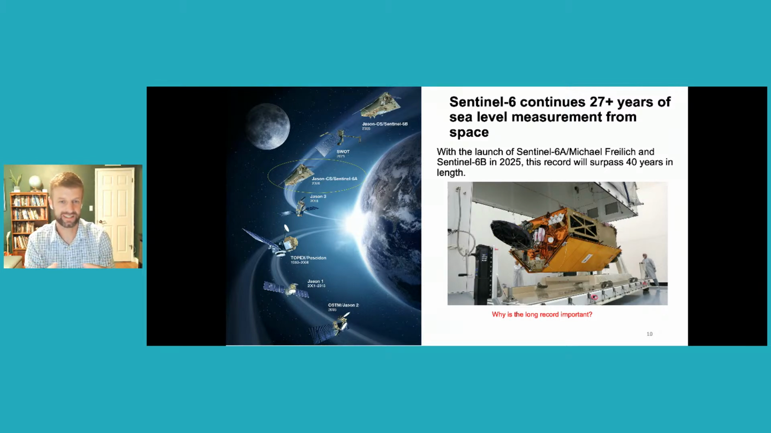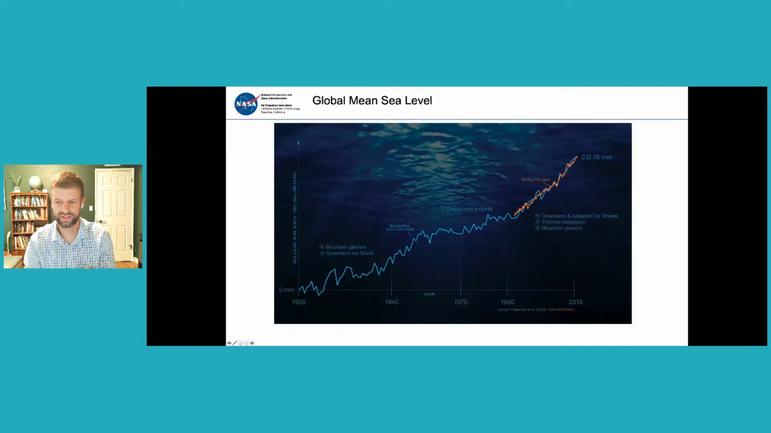But we have this nice stack. We have additional altimeters that are being launched in the future. So the next one is planned for 2025, the Sentinel-6B satellite altimeter. So we have this nice long record, this 30-year record, which is hugely beneficial for our understanding of sea level change. So why is this long record so important? One reason is that the longer our record is, the better we can understand the processes that are causing sea level to change.